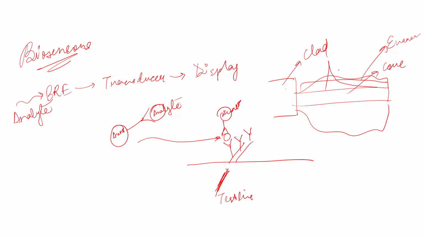So if some absorbing species come into this zone, you can see the absorption of the analyte on the surface. For example, if a gold nanoparticle comes and binds to it, you will see the absorption of that gold nanoparticle.